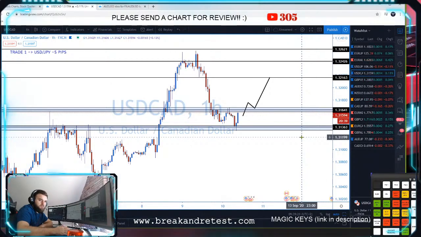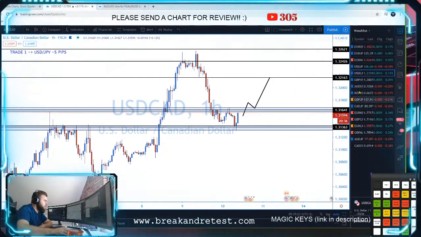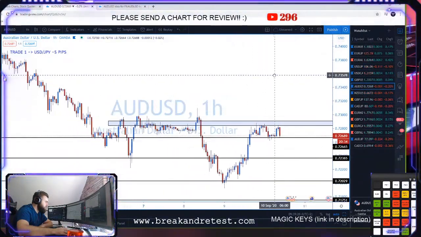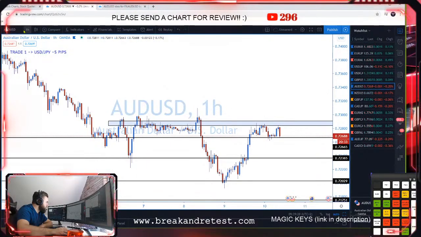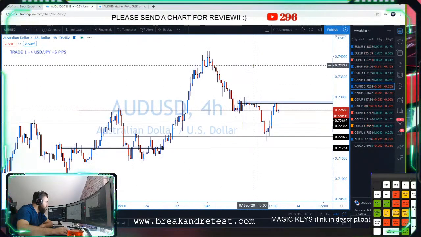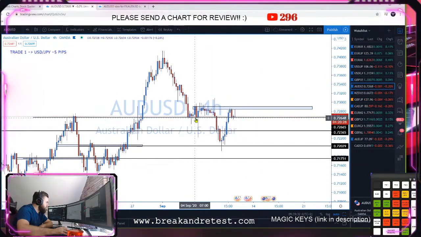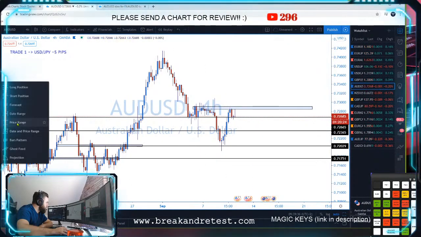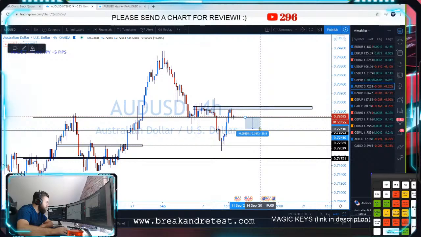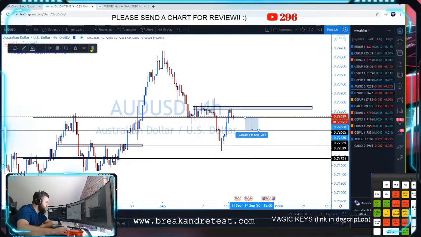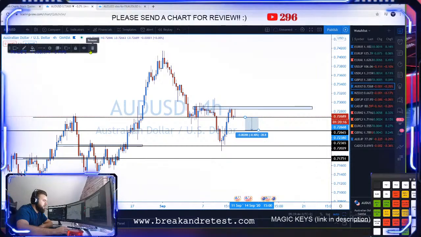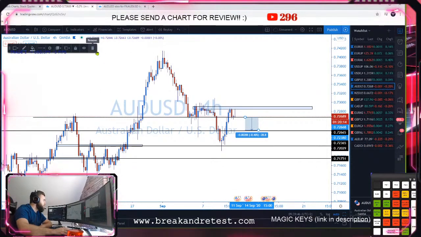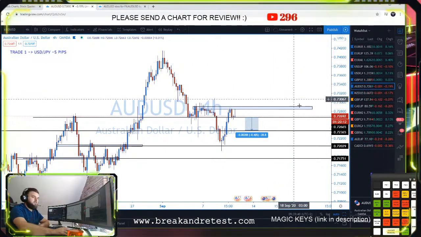Do you think Aussie dollar is a bit messy? No, I don't think so. Aussie dollar is pretty good. It's clean. You go on the 4 hour, you have this support here, and the next one is all the way down here. You have a very nice range to fill, 25, 30 pips range to fill to the downside after we break this 4 hour current support. And that's not messy at all.